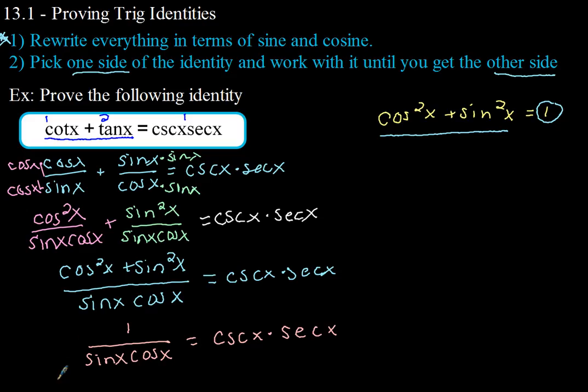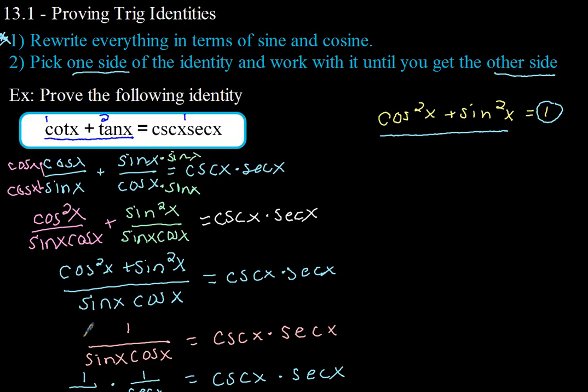Okay, so when we have fractions being multiplied together, we can then split them apart. So we can say that this is 1 over the sine of x times 1 over the cosine of x. Hopefully you can see where this is going now. And we want to know if that equals cosecant of x times secant of x. But we know that 1 over the sine is really the cosecant of x.